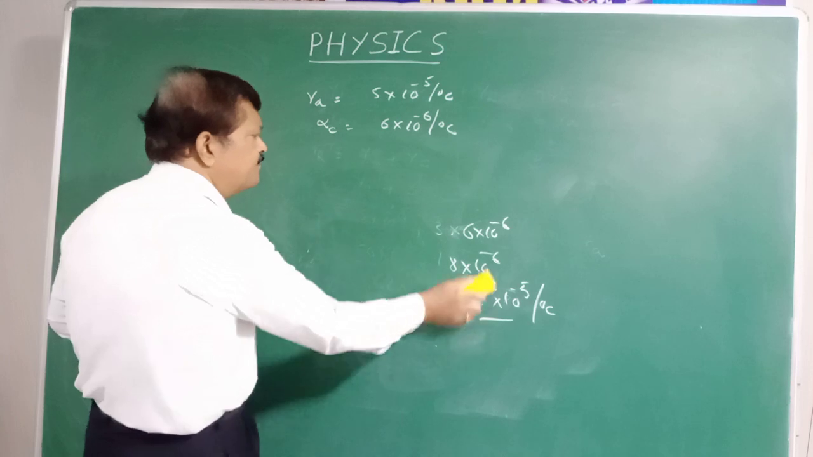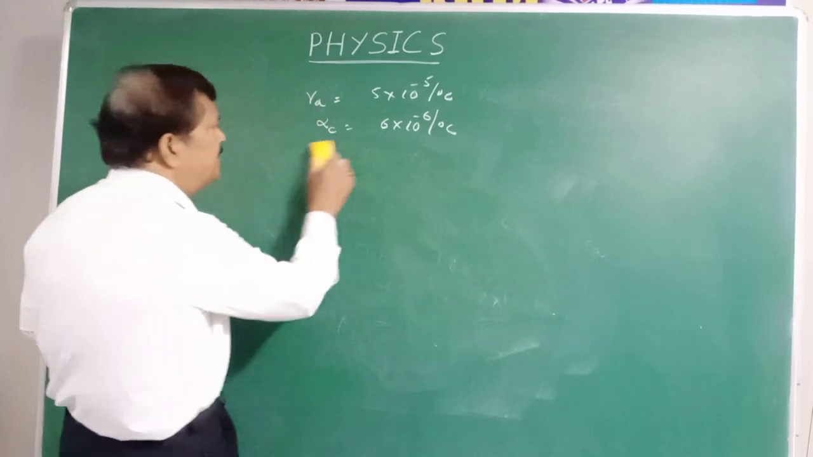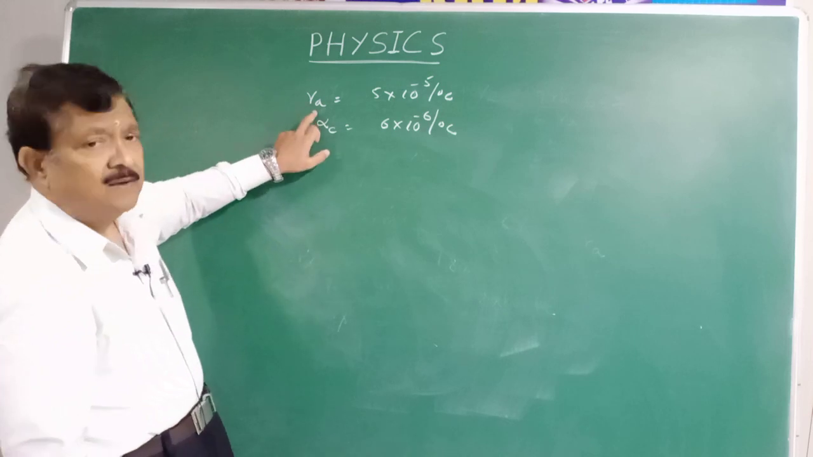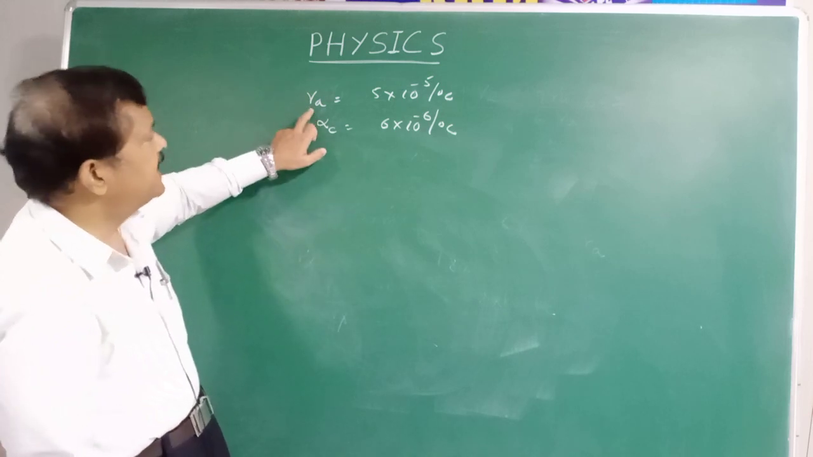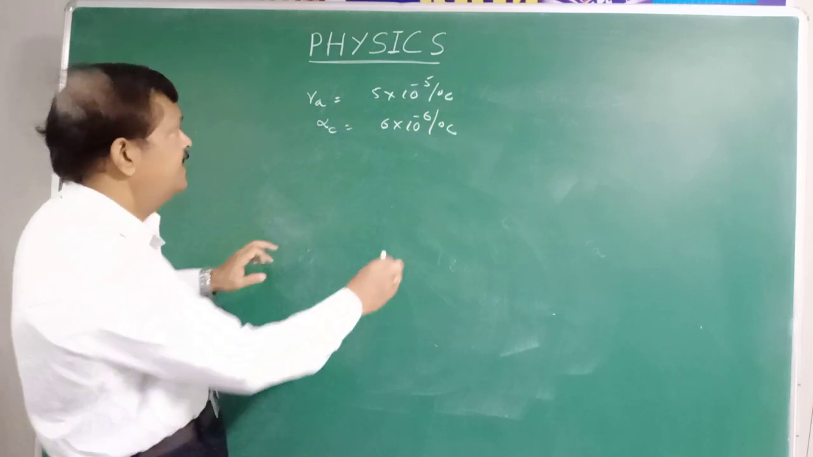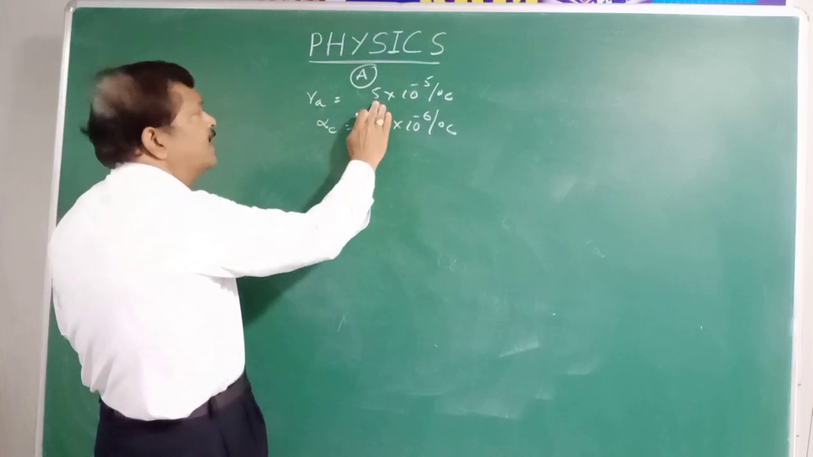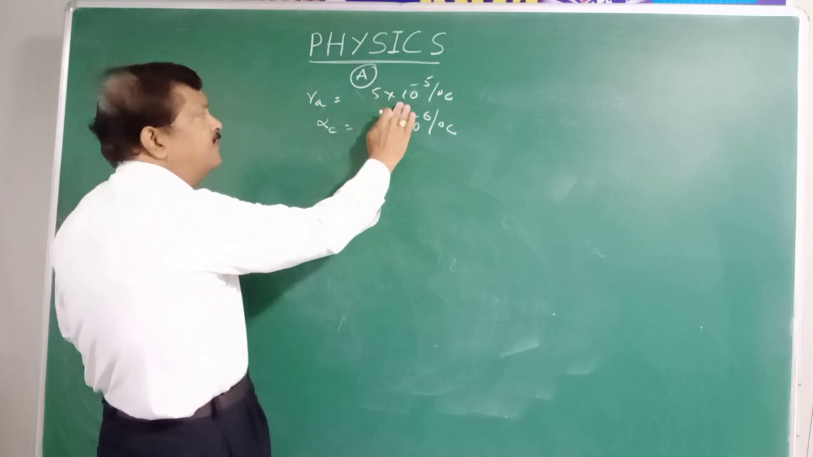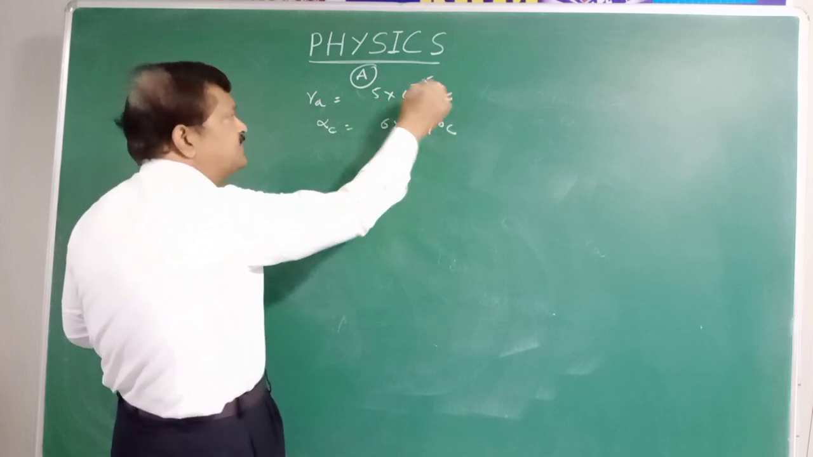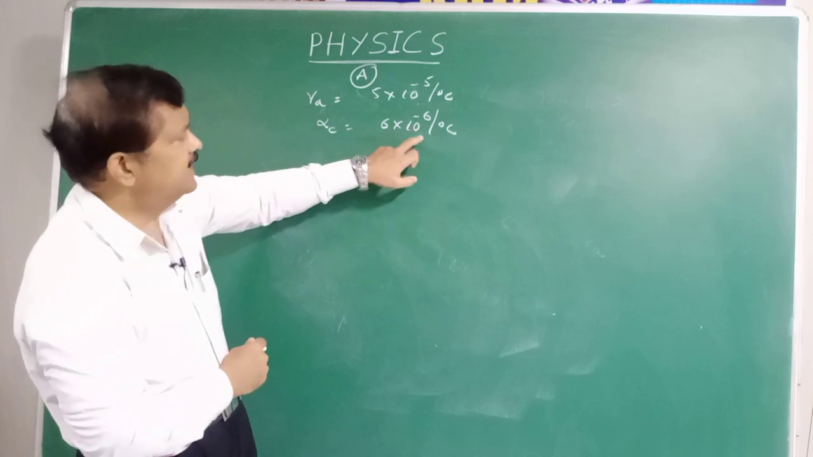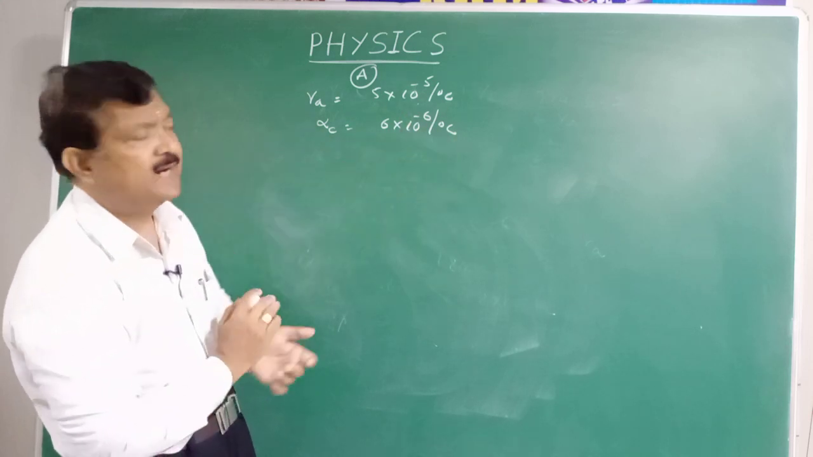I am taking a liquid where the coefficient of apparent expansion in a particular container, let us say container A, is 5 into 10 power minus 5 per degree centigrade, and the coefficient of linear expansion is 6 into 10 power minus 6 per degree centigrade.